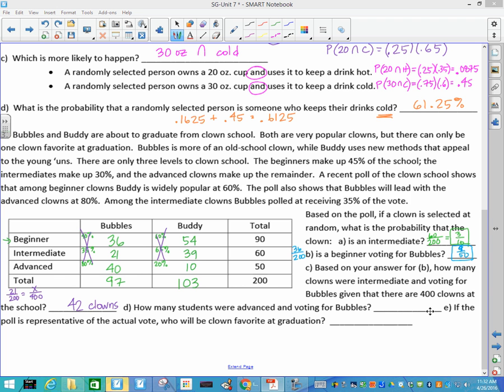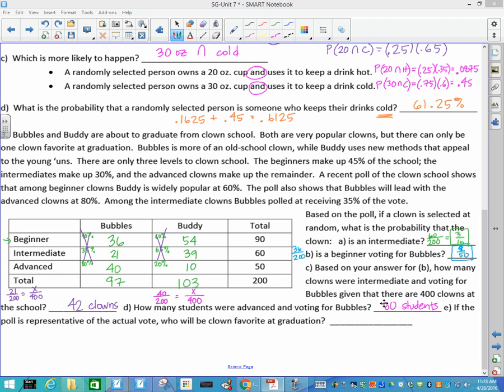Okay, and I still have 400 students. How many students were advanced and voting for Bubbles? So in this one, advanced and voting for Bubbles is 40. Okay, so 40 out of 200 is our original survey problem, and I have 400 students in the school, so how many would I have here? And that, of course, would be 80. So I'm going to put 80 students.